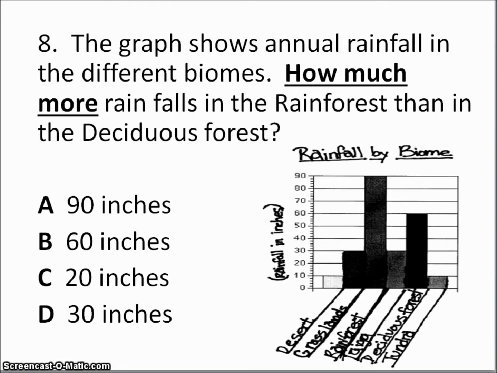Question 8. The graph shows annual rainfall in the different biomes. How much more rain falls in the rainforest than in the deciduous forest? Notice that the graph has labels to help you choose your answer. Is it A, 90 inches, B, 60 inches, C, 20 inches, or D, 30 inches?